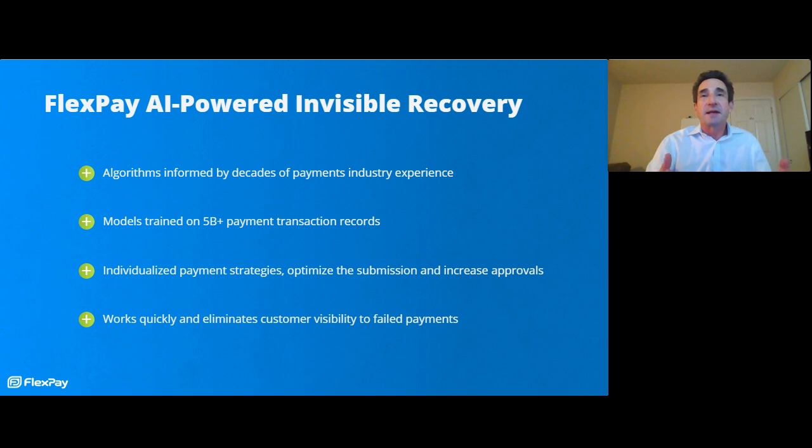And the result of all this is that every single transaction that we work with that has been declined has a unique strategy created individually for it in order to optimize the approval process. And probably most importantly, because our system works quickly, and because customer involvement is not required in recovering these payments, we completely eliminate the churn that is indirectly caused by the customer visibility to the failed payment. So not only do we recover a very high rate of failed payments, we also avoid all the churn that's created as a result of customer visibility to the failed payment.